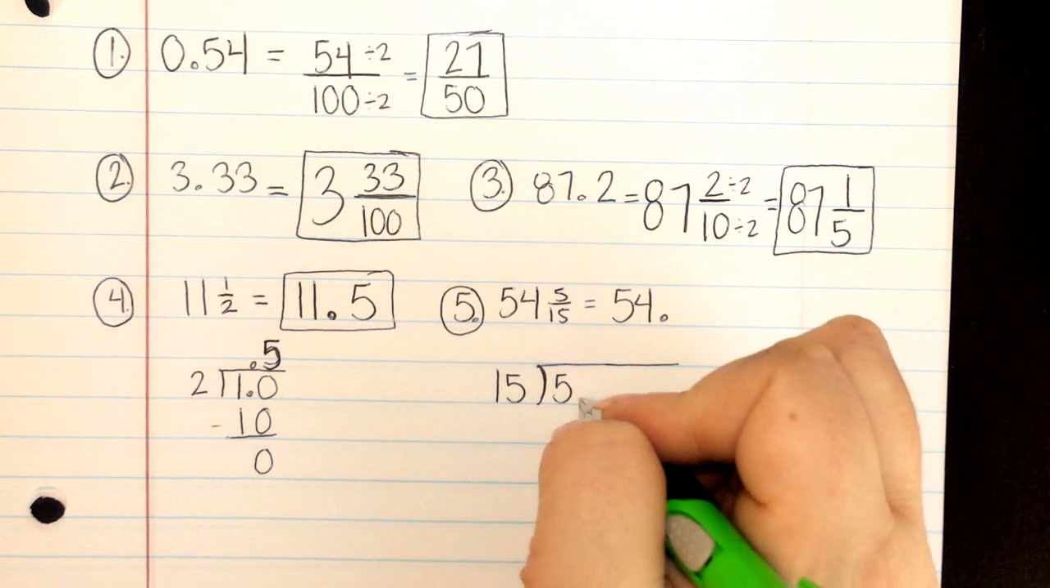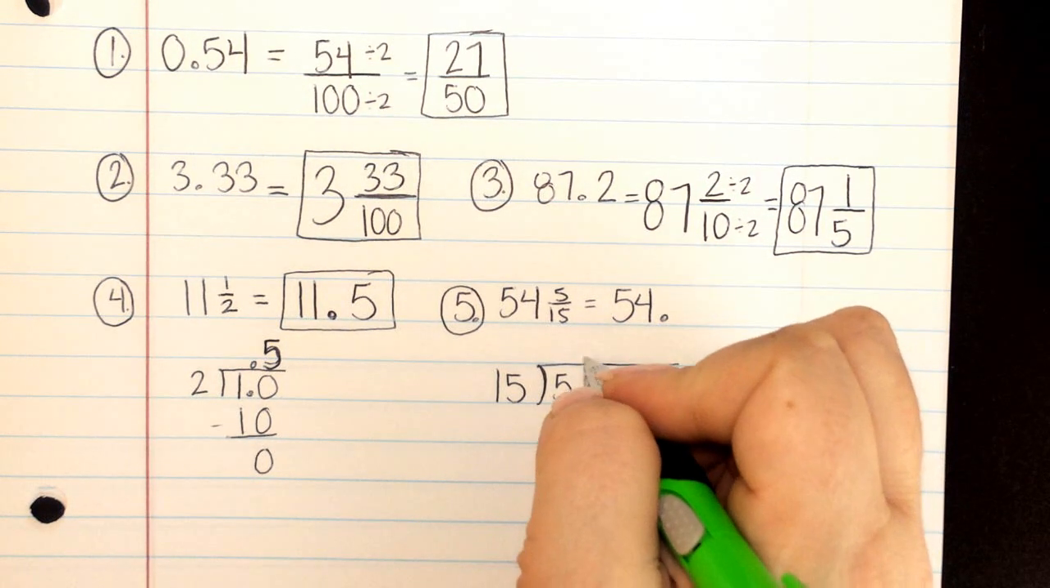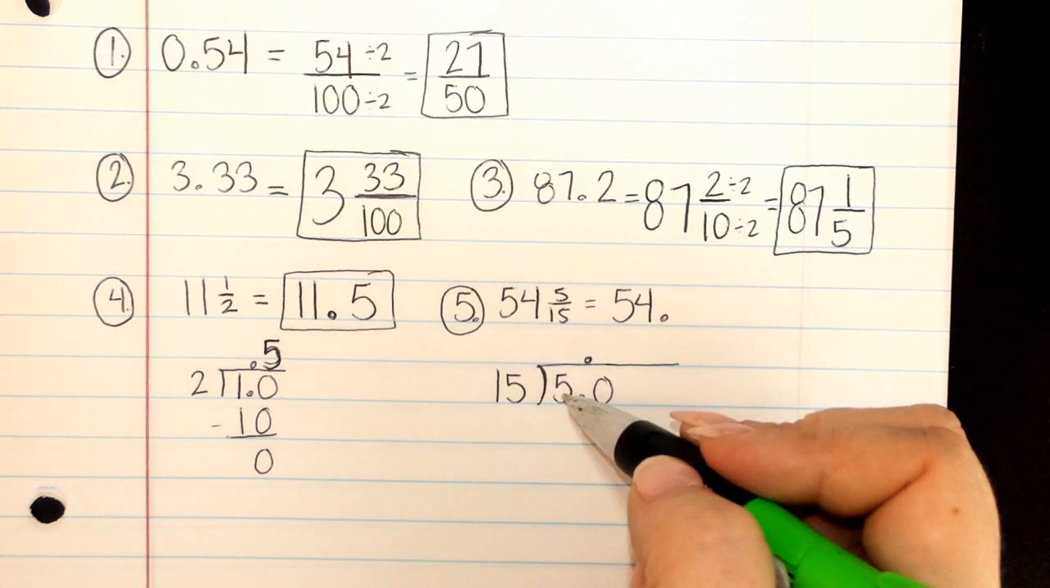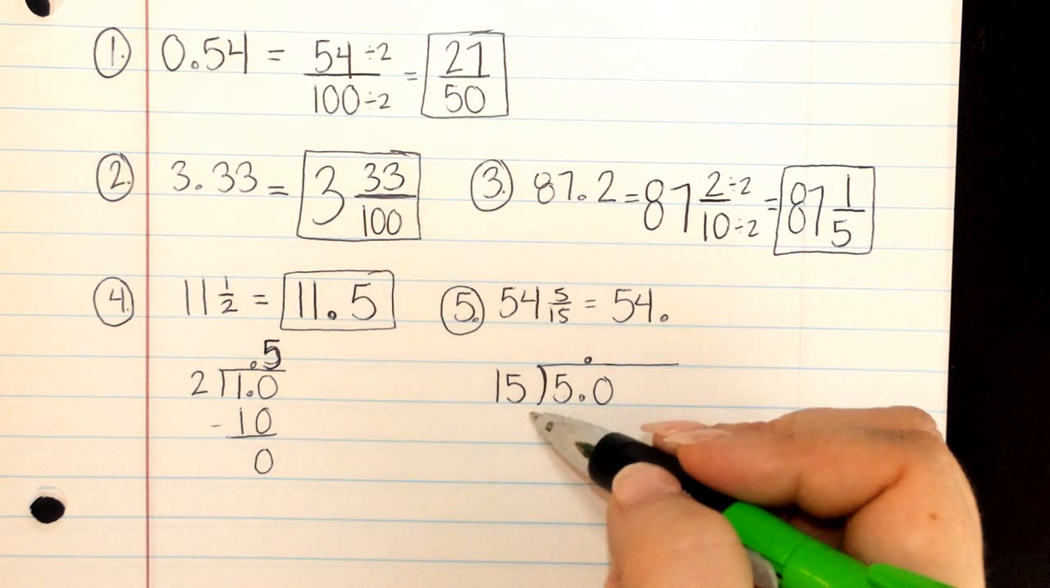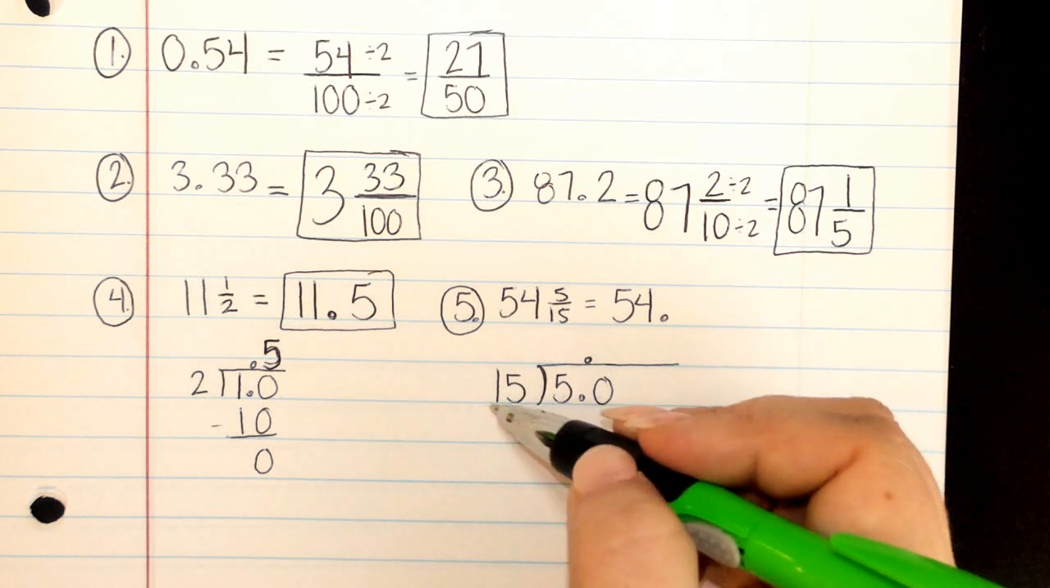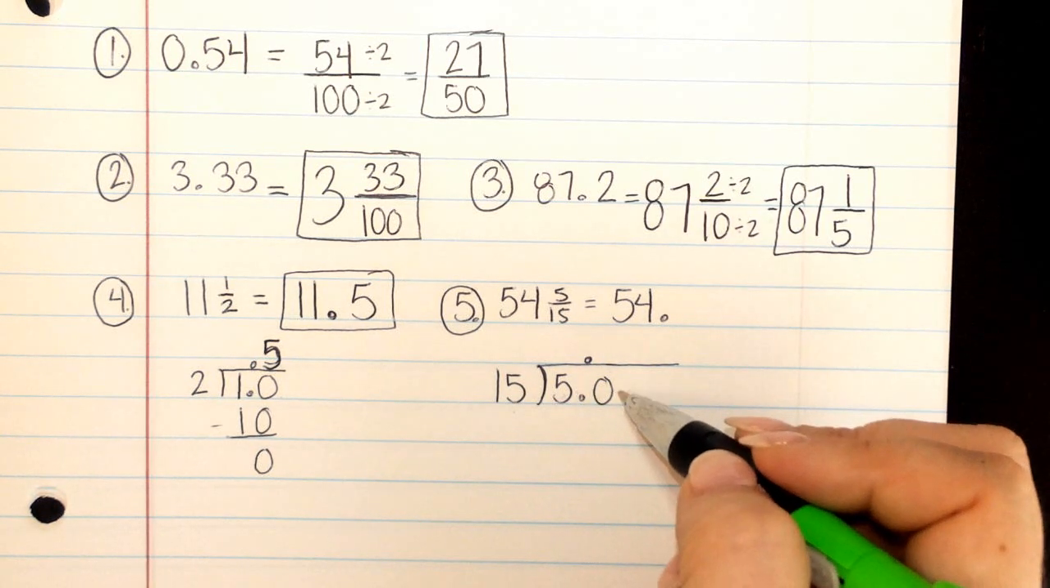Okay, I'm going to go ahead and add my decimal and a 0. Make sure we raise it to the 3. All right, can 15 go into 5? No, so I'm just going to leave it blank. Can 15 go into 50? Yes. How many times do we think 15 will go into 50? What do you think?